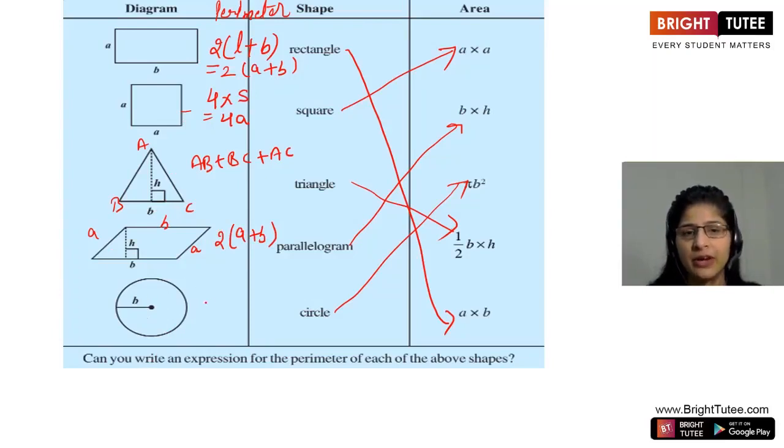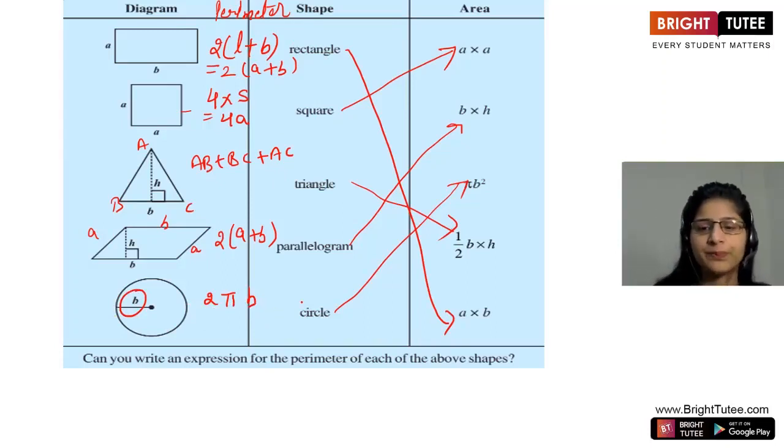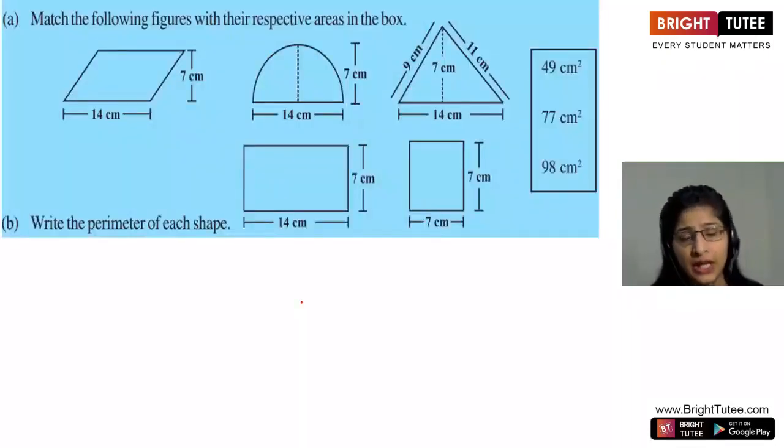Now for the circle, we write 2 pi r for the radius. Here, instead of r, b is given to us. So these are the expressions for the perimeter of these, right? So this is all we are already familiar with. Now if you see here, we have to match the following figures with their respective areas in the books. You see 3 figures are given in the first part and there are 3 options given. So let us calculate the areas.